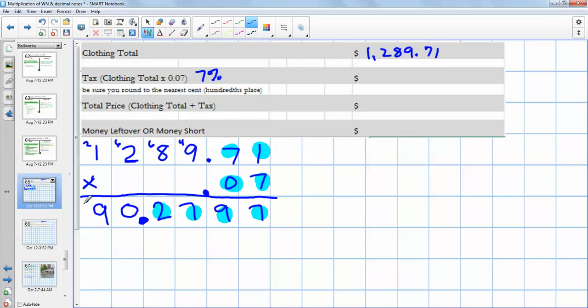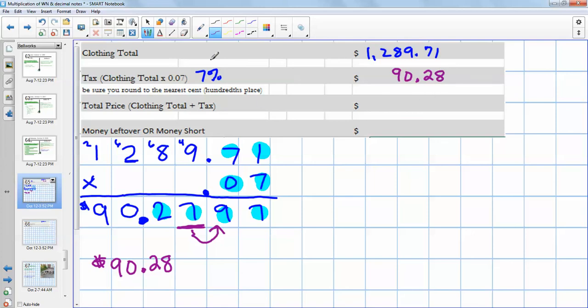Now, remember, our tax is always talking about money. So when we talk about money, we care about the hundredths place or the penny place value. So I need to round to the nearest hundredth. So my 9 tells my 7 to bump up to an 8. So to the nearest penny, this is $90.28. So how much money am I paying in tax? I am paying $90.28.